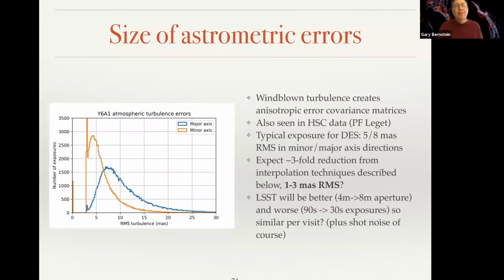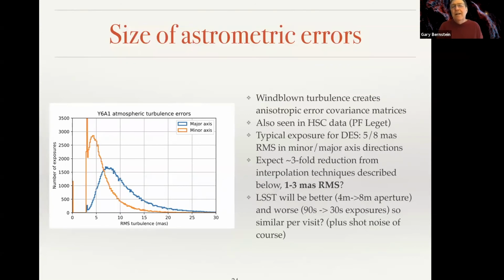And that also makes the astrometric errors asymmetric. So in a single 90-second DECam exposure, these are the histograms of the distributions of major and minor axes of these astrometric errors, which you can see are typically about 5 and 8 milliarcseconds RMS, major and minor, or minor and major.